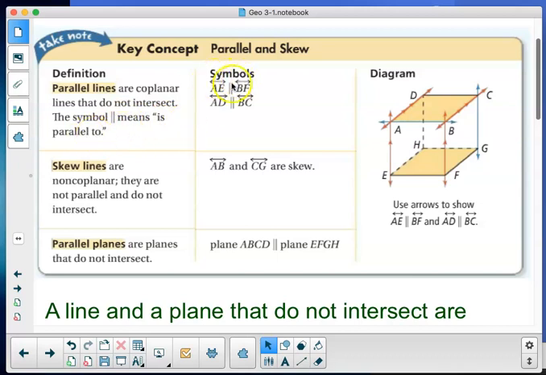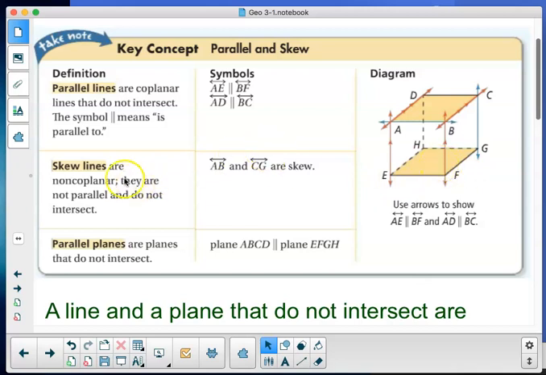So if I look at the symbols here and say line AE is parallel to line BF, I'm going to hunt down line AE and line BF, and they are parallel. These lines will not cross. Line AD is parallel to line BC. Incidentally, line AB is parallel to line HG and DC and EF as well, just to give you some examples.